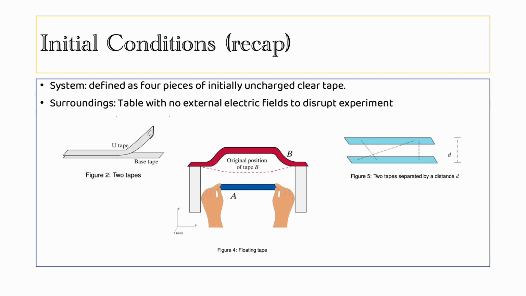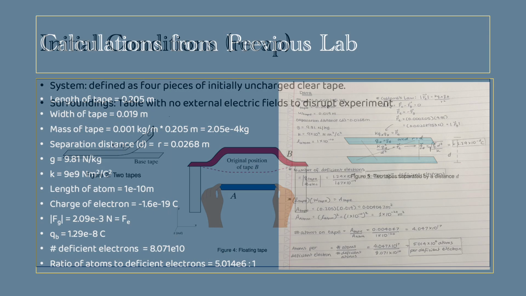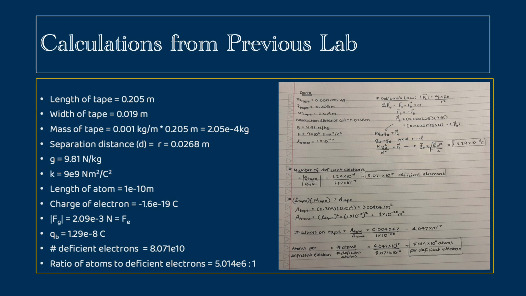So the initial conditions, this is a recap. The system is the four pieces of initially uncharged clear tape, and the surroundings is a table with no external electric fields to disrupt this experiment. And here are my calculations from the previous lab. This is just to compare the point charge to the line charge model that we'll be using.